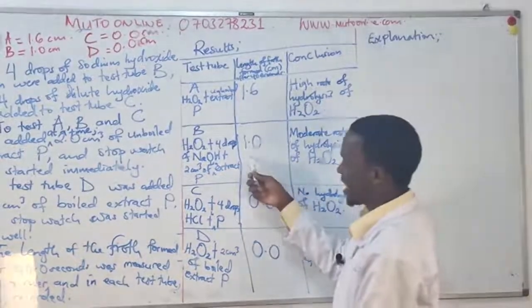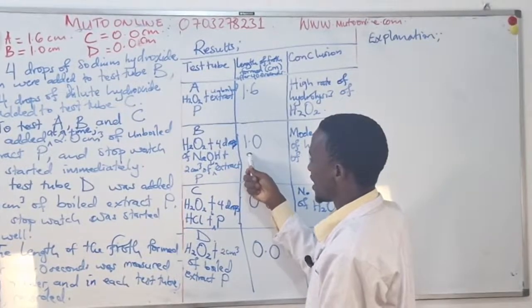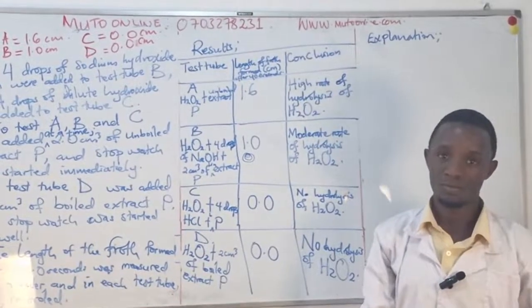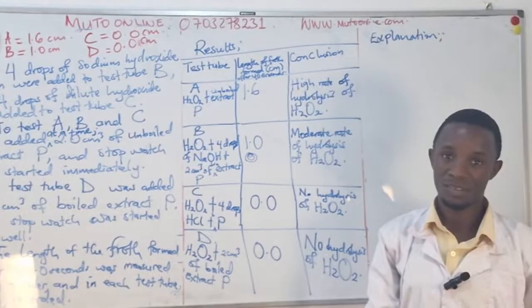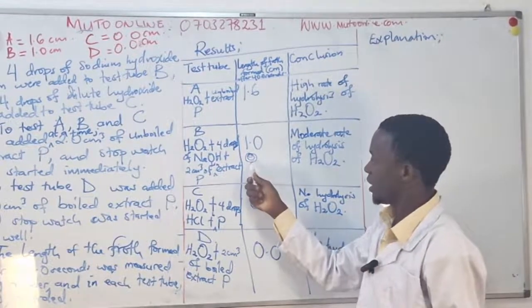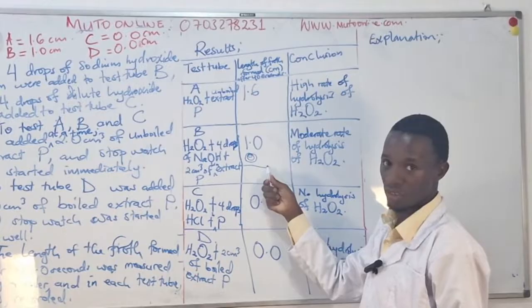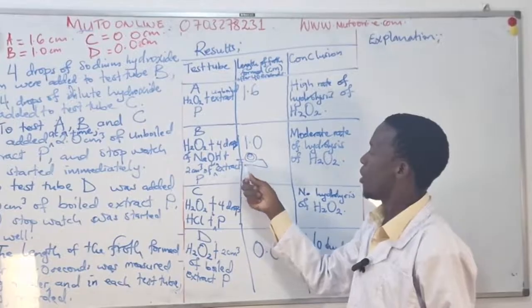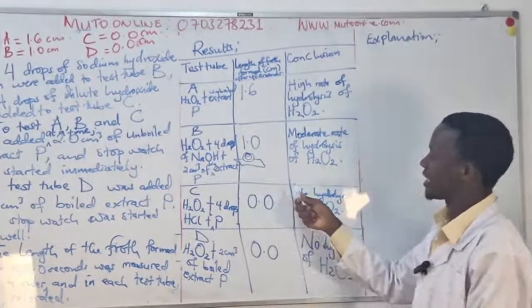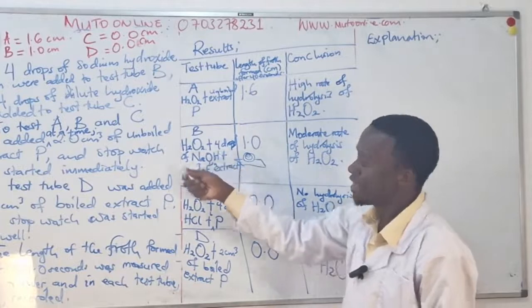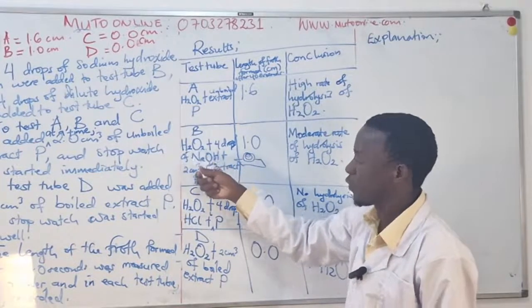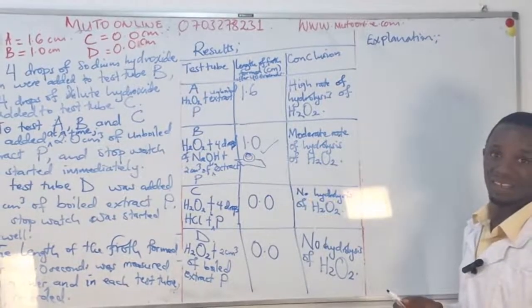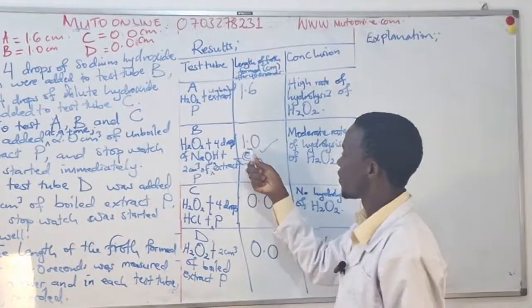It is also indicating that the result in B, that this active substance is moderately active in alkaline pH, implying that more of the active substances are colliding with the moderate number of hydrogen peroxide to form more products that are reflected as bubbles, which contribute to this length of a froth.